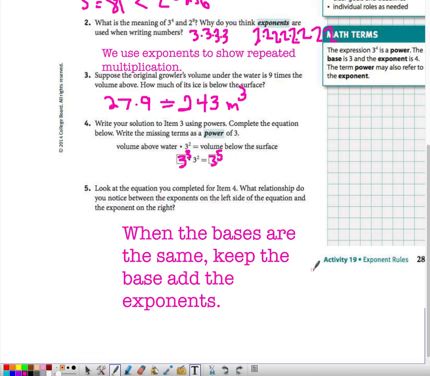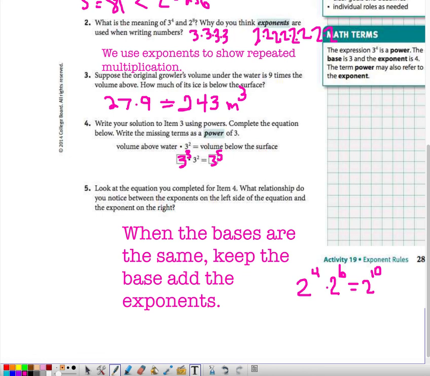Instead of multiplying it all the way out, we can look at it from exponent form and add them together. This only works, though, whenever the base numbers are the same. So for example, if I have 2 to the fourth times 2 to the sixth, that's equivalent to 2 to the 10th.